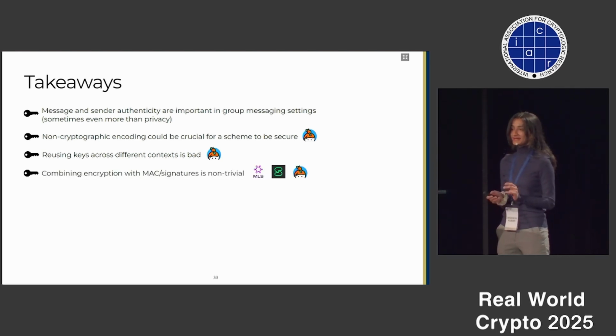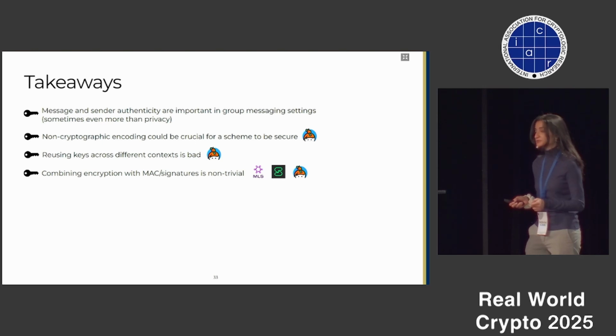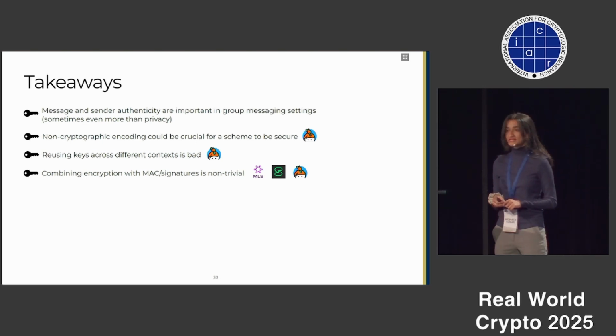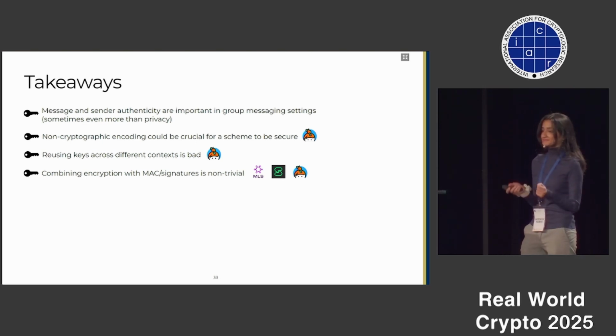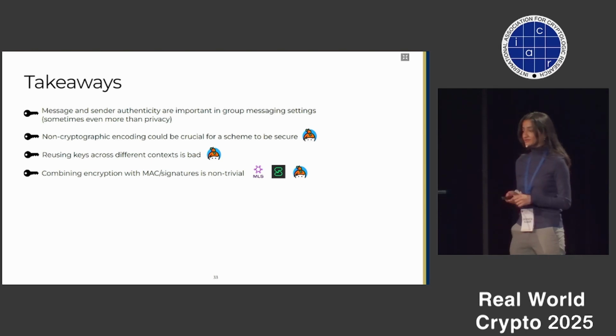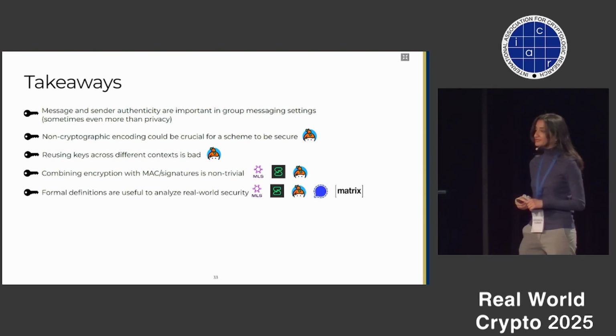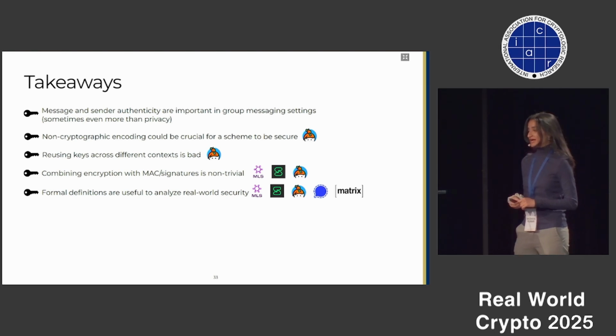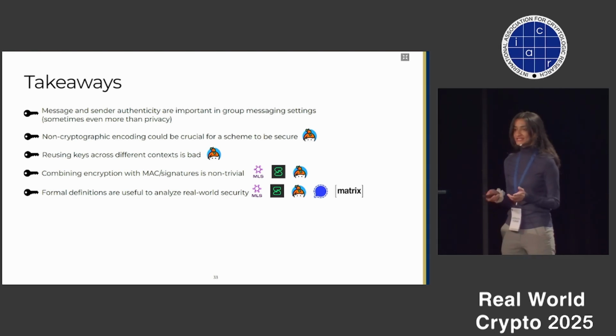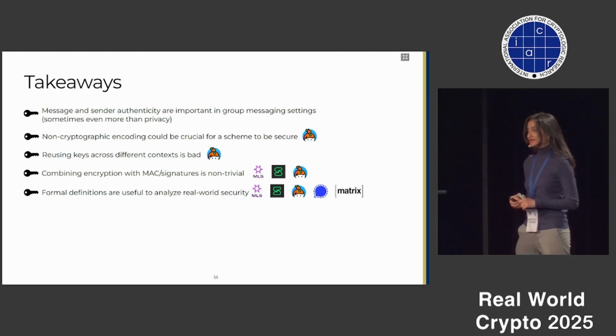Combining encryption with MACs and signatures seems straightforward, but what we saw in our analysis was that their interactions can lead to subtle vulnerabilities. And the last is that formal definitions are important for real-world analysis because they inform secure designs that are simple constructions because we know what our goals are. And with the definitions in place, our attacks were in some senses easy to find.